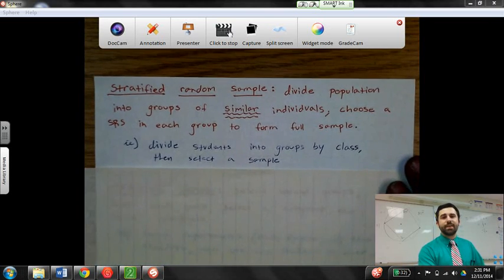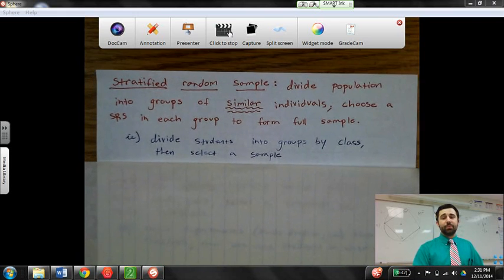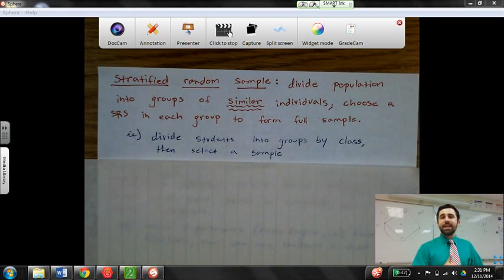Our next sampling technique is called a stratified random sample. This is where we divide a population into groups of similar individuals, and choose a simple random sample within each group to form a full sample. So if I divided students into groups by the class they had and then selected a sample from those different groups. For instance, if we take all of the math classes and choose 2 students from each class to create our sample.